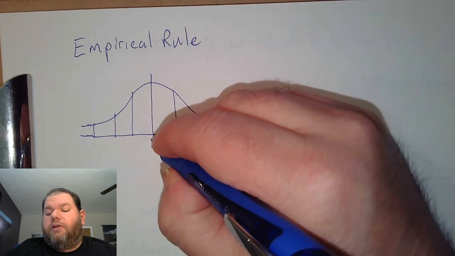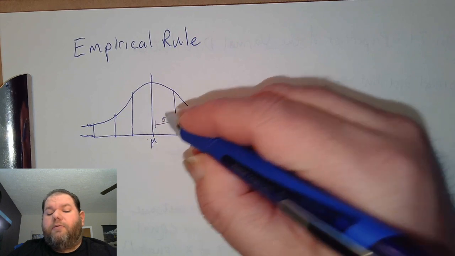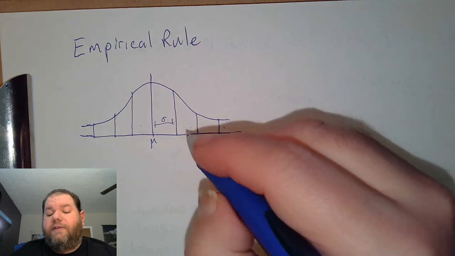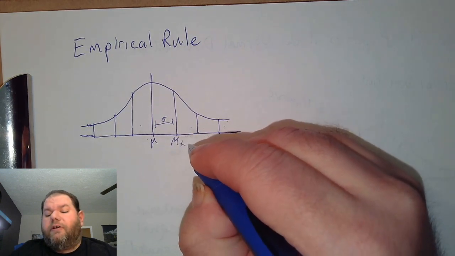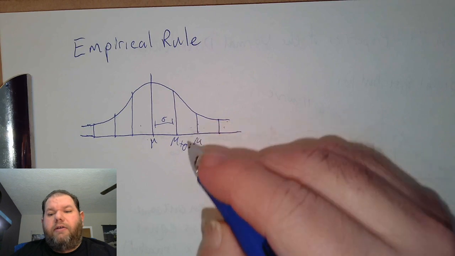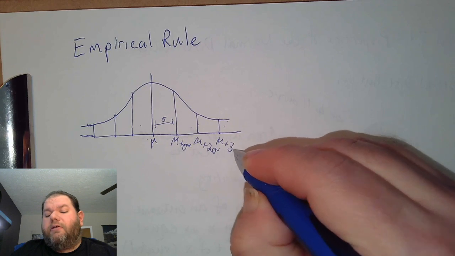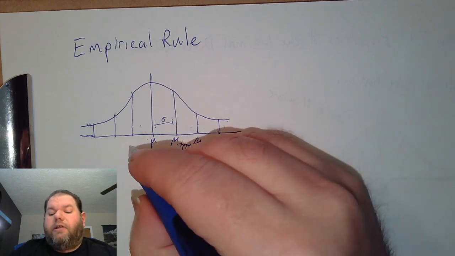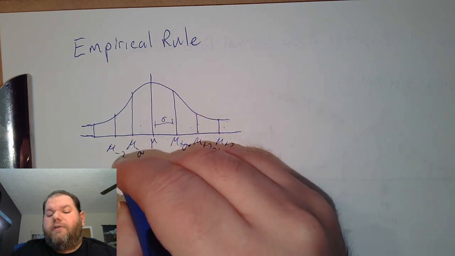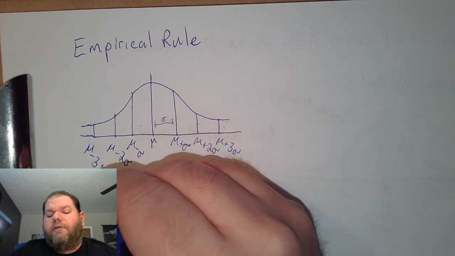We know mu is right in the middle, and the distance between these bars is equal to 1 standard deviation. The same is true here in each of these other distances. So this is mu plus sigma, 1 standard deviation. If we go sigma units to the right, now it's mu plus 2 standard deviations. And then we have mu plus 3 standard deviations. On the left we have mu minus 1 standard deviation, sigma. Mu minus 2 standard deviations. And mu minus 3 standard deviations.